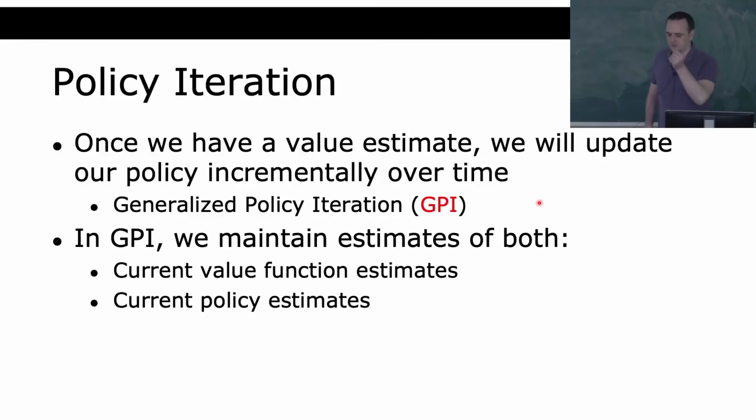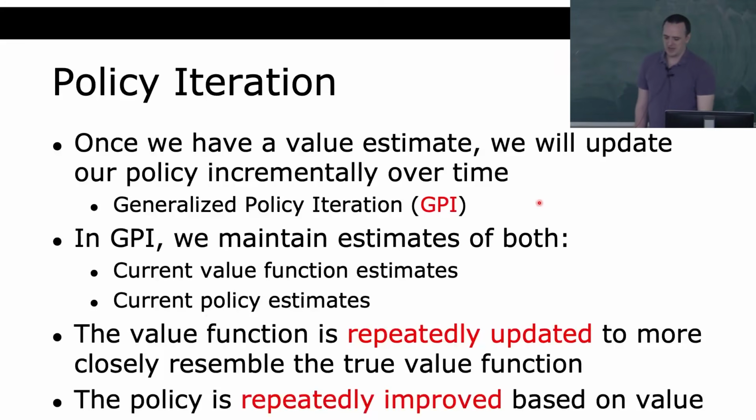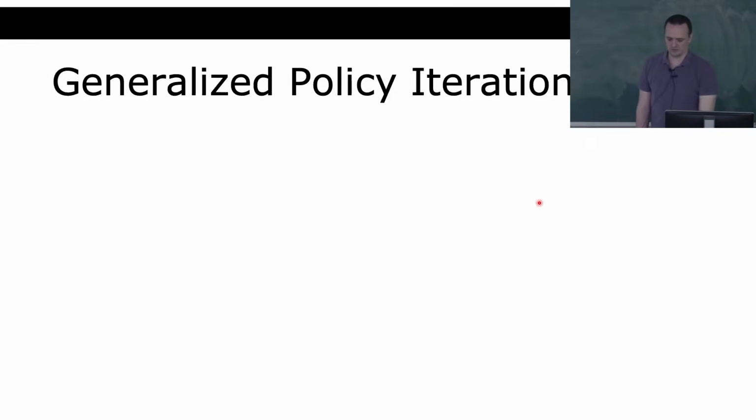So in GPI, we're going to maintain two things. We're going to maintain our value function estimates, so that's our Q array that we're looking at. And we're also going to maintain our current policy estimates, so what we should do at each state. And the value function is going to be repeatedly updated to more closely resemble the true value function. What that means is, as we get more and more samples, our Q estimates are going to approach the actual averages. And then the policy is going to be repeatedly improved based on those values.